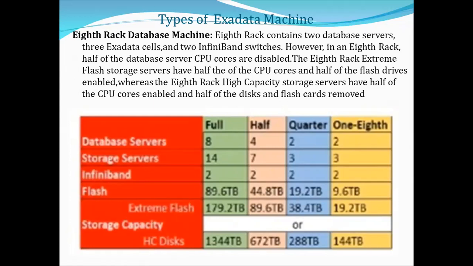In the full rack, you can see from this diagram, we have 8 database servers, 14 storage servers, 2 InfiniBand switches, and flash drives. The flash drives depend on the storage server type, because we have two types of storage server: Extreme High Capacity and Extreme Flash.